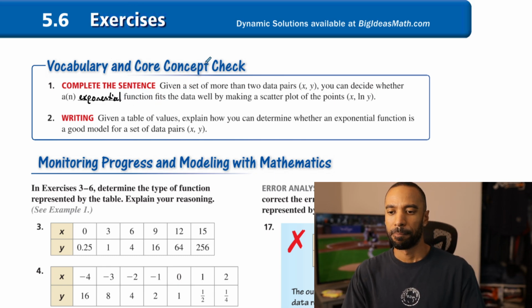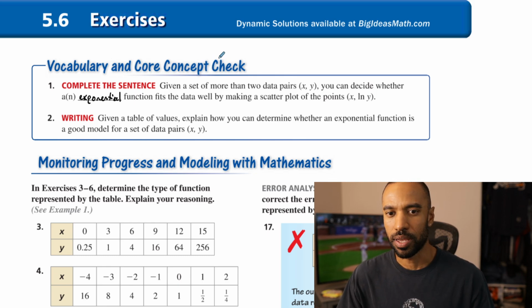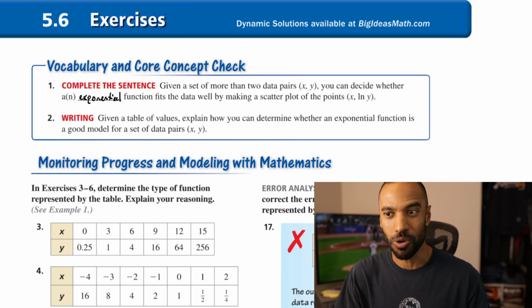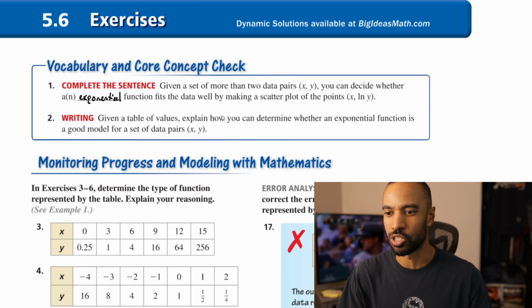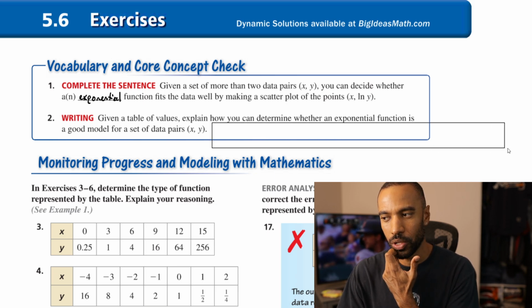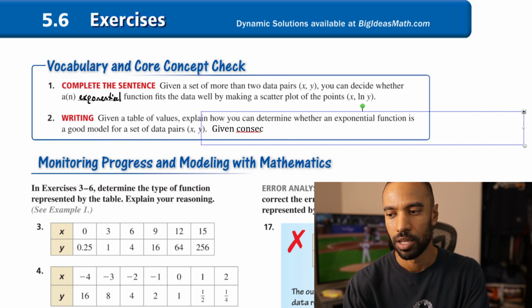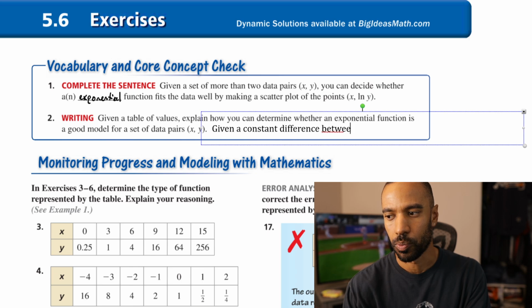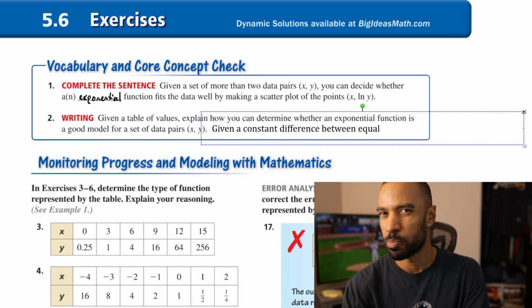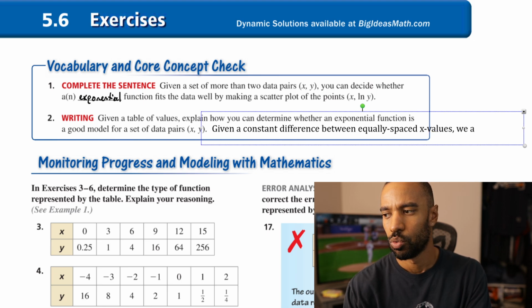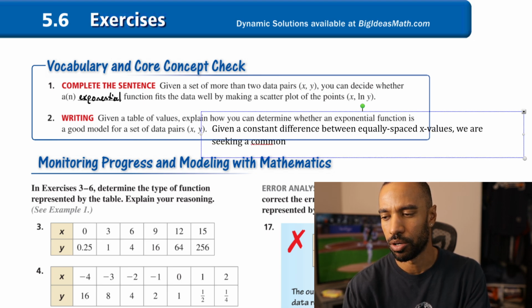Number 2, writing. Given a table of values, explain how you can determine whether an exponential function is a good model for a set of data pairs x, y. Oh, I thought they were going to say exponential. We're looking for a common ratio between the y values, given a constant difference between equally spaced x values. I think they kind of say equally spaced x values; we are seeking a common ratio among the y values.